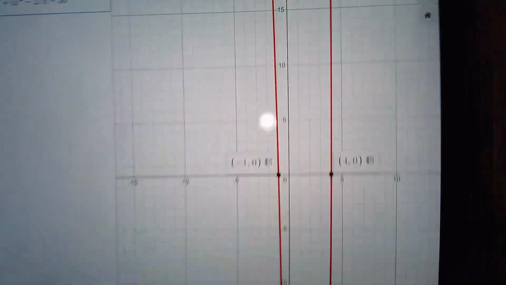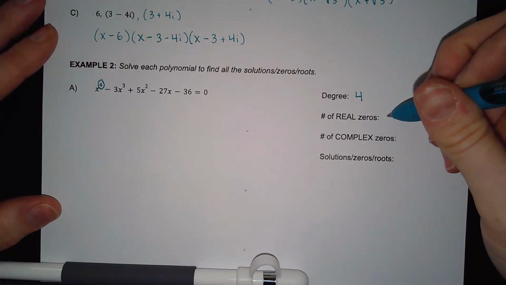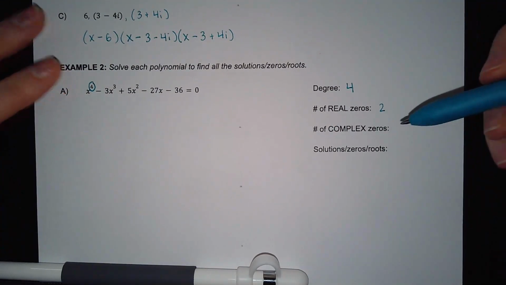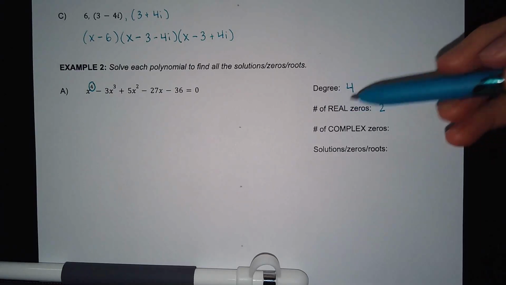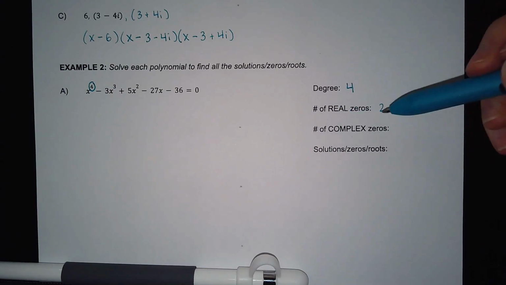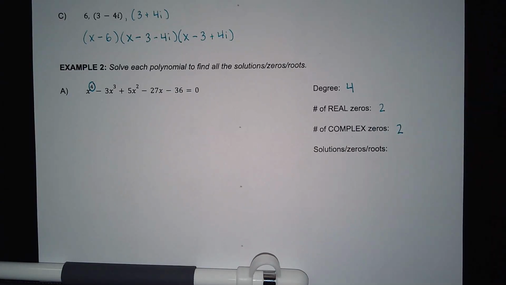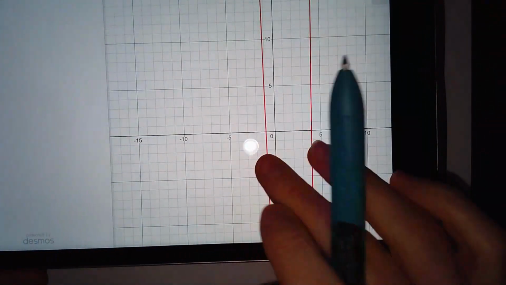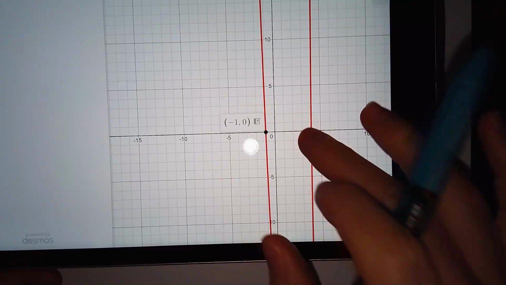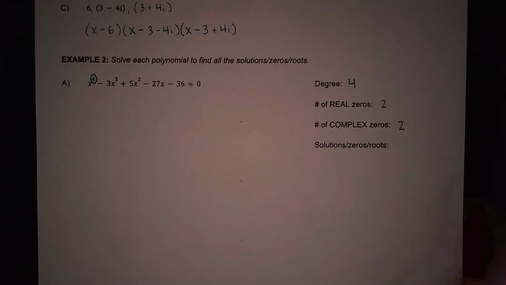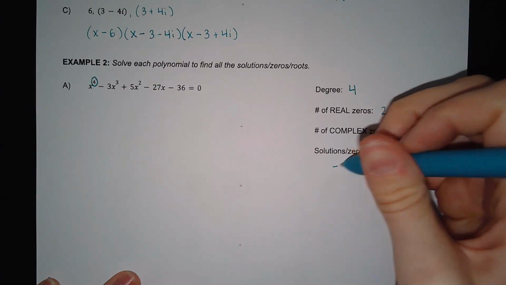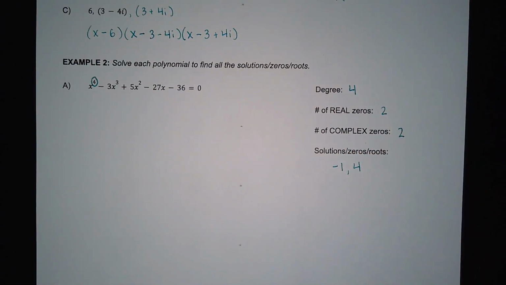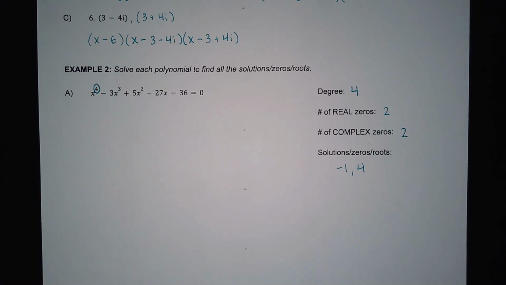What that means is we only have 2 real solutions because we only see 2 of them. If I'm expecting a total of 4, but I only see 2, that means the other 2 will have to be complex. They're going to be imaginary because I can't see them. So I'll go ahead and write down my real zeros, -1 and 4. Again, I can just find those by clicking on those points. So I'll use -1 and 4 as my solutions. And then we'll continue on in our process.